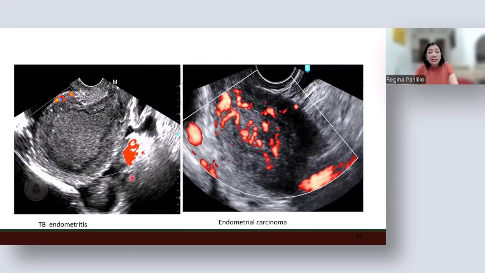And caseation necrosis may actually fill up the entire endometrial cavity, mimicking endometrial carcinoma. But when you put on Doppler, there is no vascularity, again because there is already cellular death because of caseous necrosis, as opposed to the florid neovascularization of endometrial carcinoma.